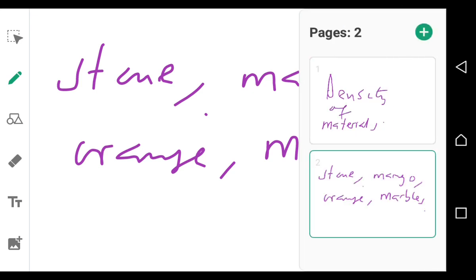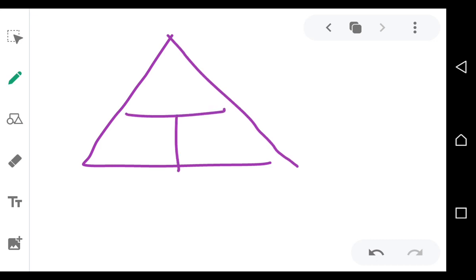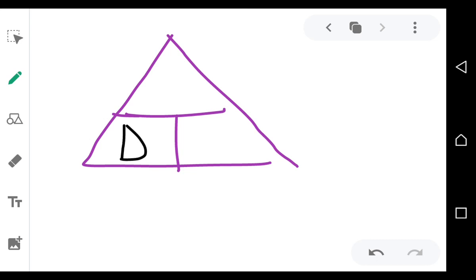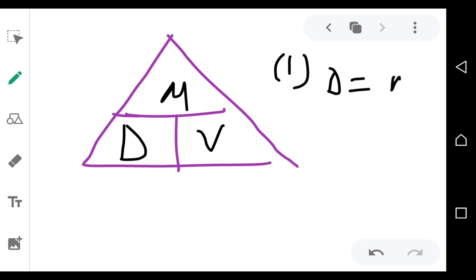However, when you're finding the density, there's this triangle that you're supposed to know. So the formula for density is equal to mass over volume. This is the triangle that you're supposed to memorize. From this triangle, you can extract three formulas. Density is equal to M, mass, over the volume. That's the first formula you can extract from there.